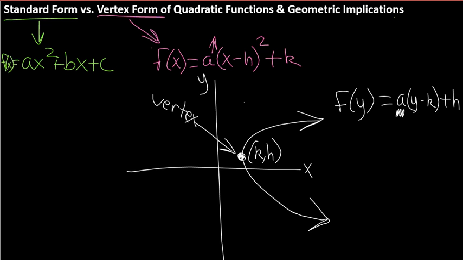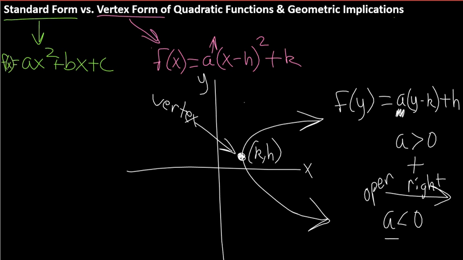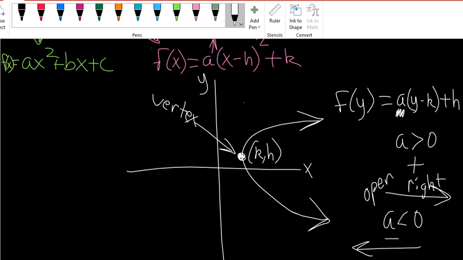What also changes: if a is greater than 0, or positive, that means we're going to open to the right. If a is less than 0, or negative, that means we're going to open to the left. All right? So it's pretty much the same idea, except we are kind of flipping our vertices. Okay, so let's look at some actual numerical examples.